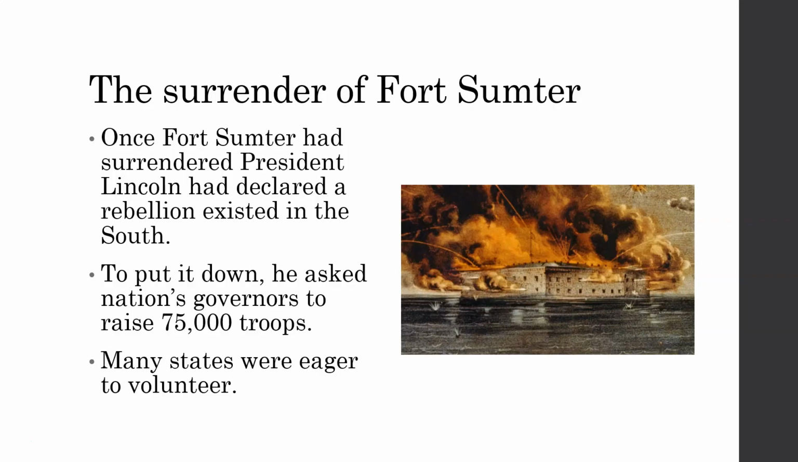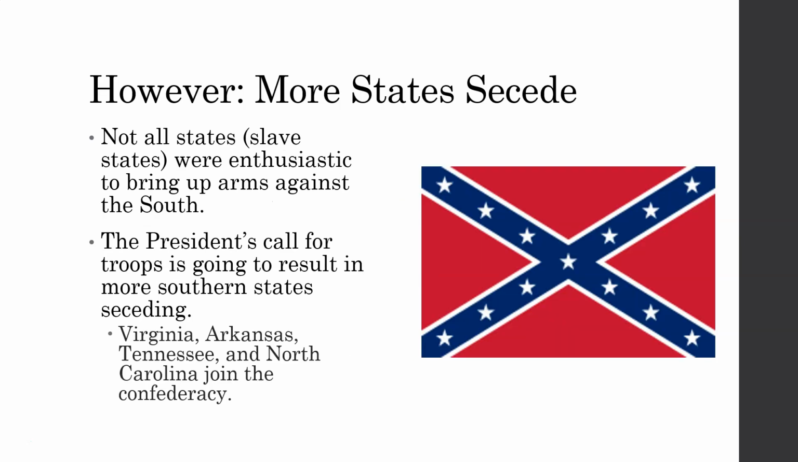So, the surrender of Fort Sumter. With Fort Sumter out, President Lincoln declared that a rebellion existed in the South, and to put down said rebellion, he asked the nation's governors to raise 75,000 troops to go into the South and basically say, enough of this nonsense, let's handle this and be civilized. A lot of free states were eager to volunteer, however, not all states were as eager.